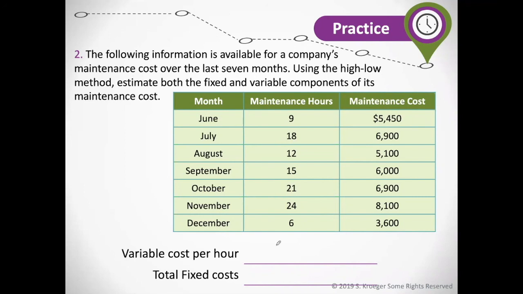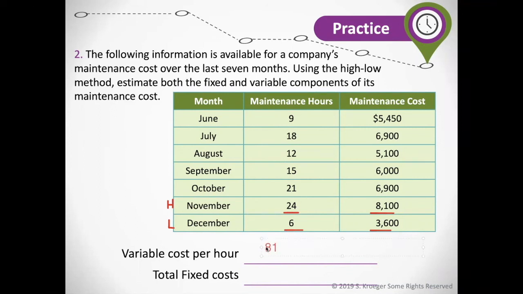Look through the data and find the highest and lowest months. The highest month is November. The lowest month is December. We won't need any of the other months to do this calculation. First, we need to find the variable cost per hour. This would be the highest cost minus the lowest cost, divide by the highest activity level minus the lowest activity level.